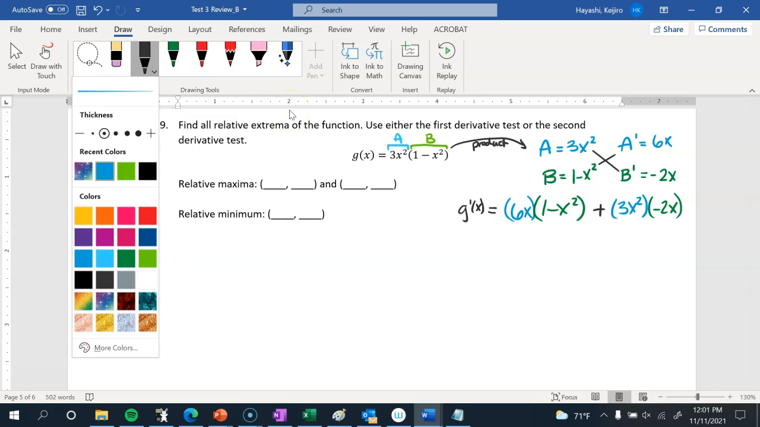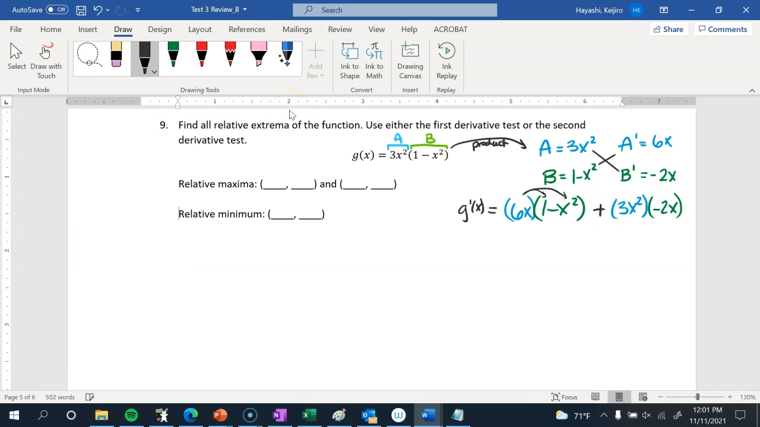Okay, so distributing this, just to simplify it, and multiplying these two together, it'll give you 6x minus 6x cubed. And this part, multiplying these two together, that'll give you negative 6, and x squared times x is going to give you x cubed as well. So this just becomes 6x minus 12x cubed.